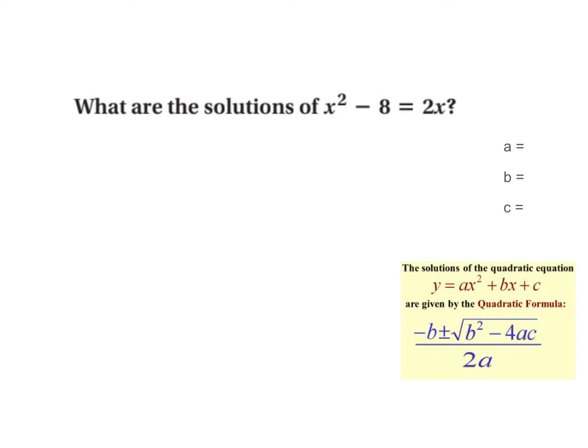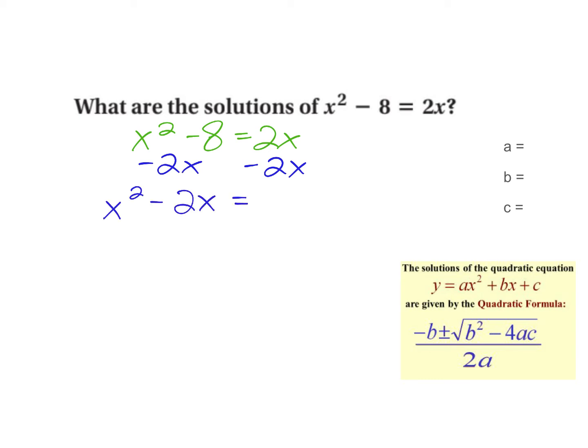So what we're going to do is look for solutions here. What I'm going to use is this equation here. First of all, I need it in standard form. So with x squared minus 8 equals 2x, it is not quite in standard form yet. So I'm going to subtract 2x. So I have x squared minus 2x minus 8 equals 0. So remember, your goal is to get it set to 0. So I'm going to pull all the values here. So a is 1, b is negative 2, c is negative 8.